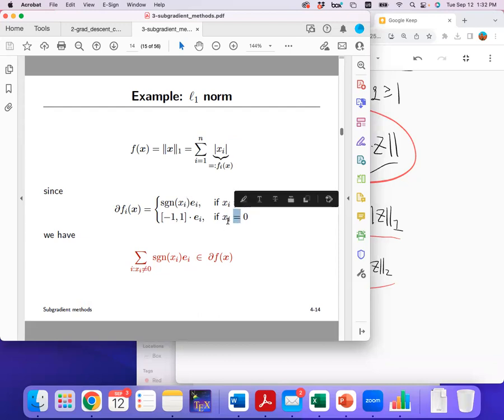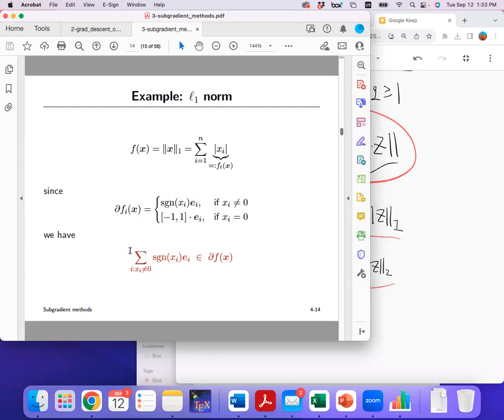At the zero point, it is not differentiable, so we talk about the subdifferential. The subdifferential is anything between -1 and 1, as we have shown in the previous example. But again, here we need to multiply by the basis vector, because this x is in a high dimensional space. So then we just sum them up over i.